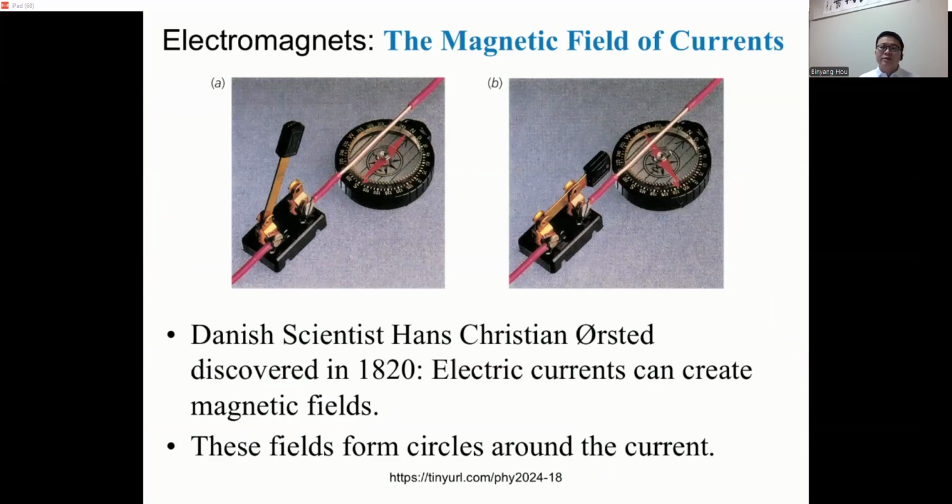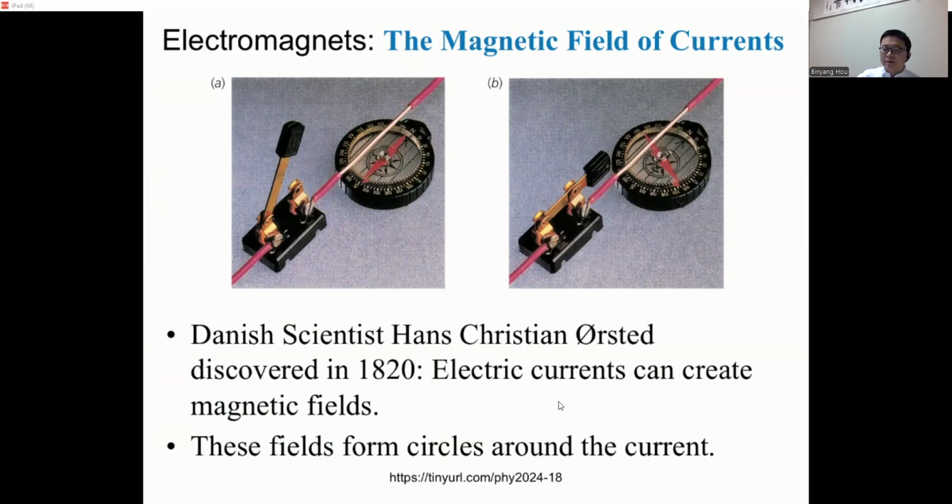As I mentioned earlier, currents produce magnetic fields. This was first discovered by a Danish scientist about 200 years ago, who observed in the lab, accidentally, that when current goes through a wire, a compass nearby changes direction.